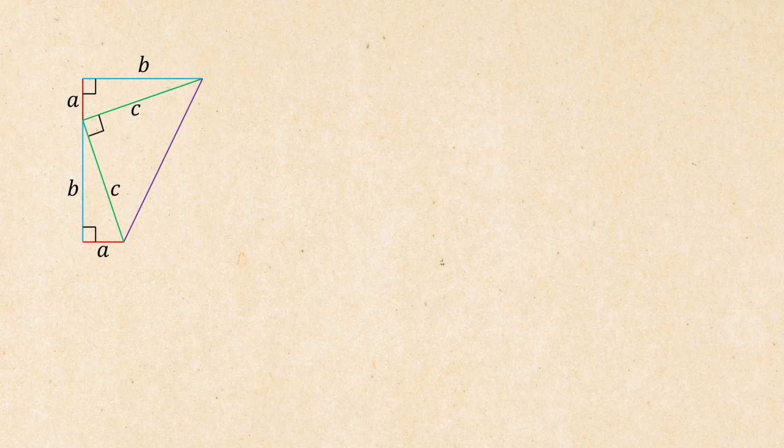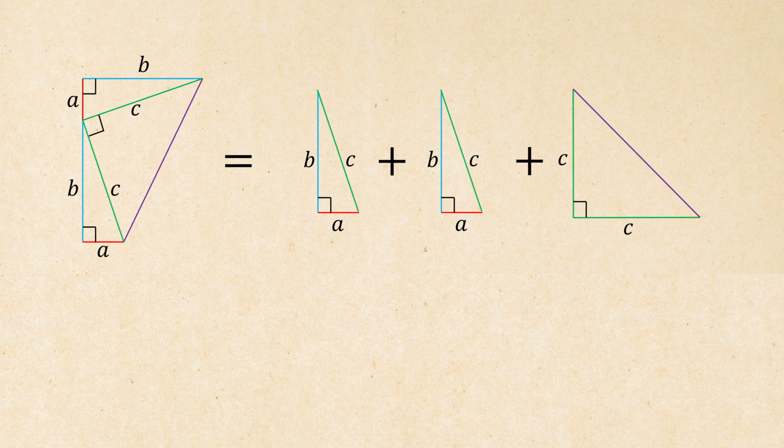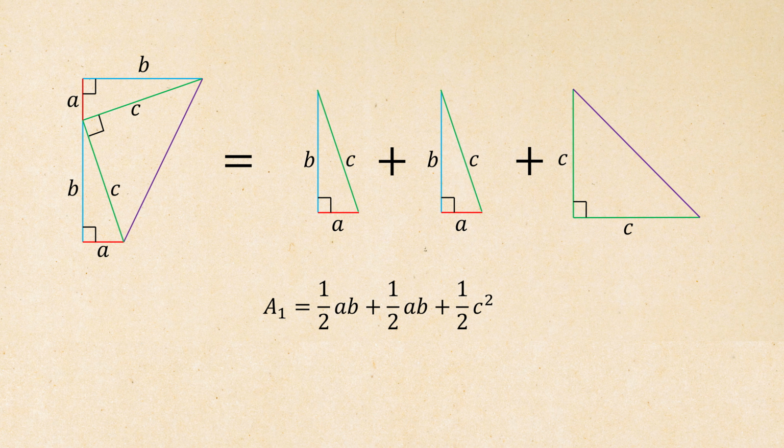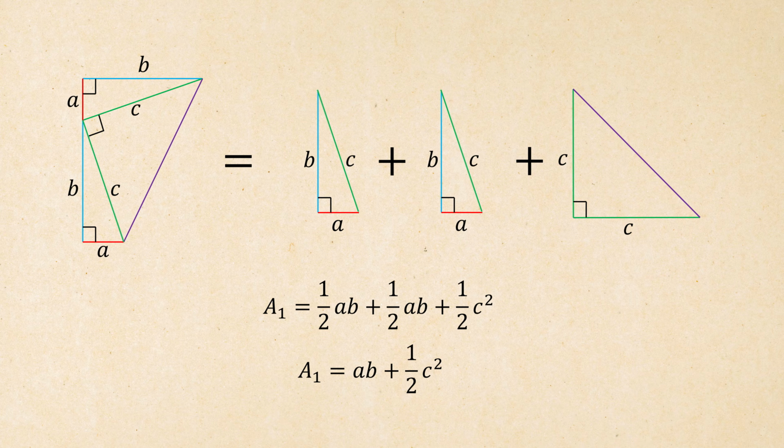If we were asked to compute the area of this shape, one way to do it would be to decompose it into three separate triangles, like so. The area of each of these triangles is 1/2 base times height, so we compute the area of each and add them up to get the total area, which we'll call A1. This simplifies to give us that A1 is equal to AB plus 1/2 C squared.